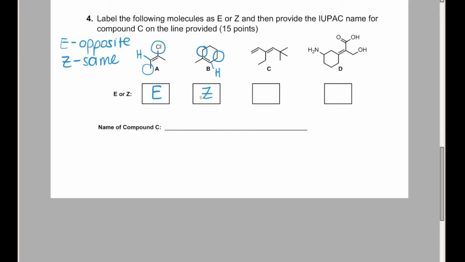For molecule C, we might be tripped up at first because there are 2 possible alkenes that they give us. There's this one on the left, then there's this one in the middle, but we're only asked for 1 E or Z configuration, so we need to make sure we choose the right one. So let's just go down from the left and figure it out.